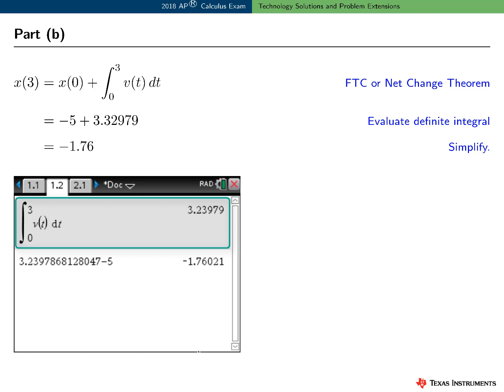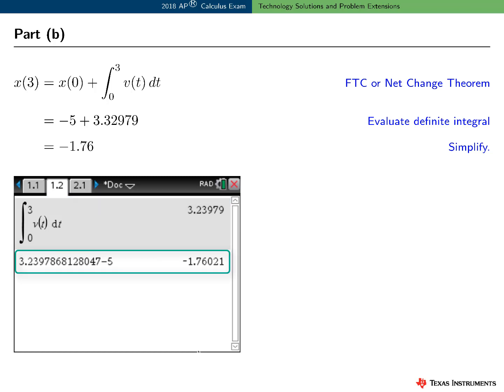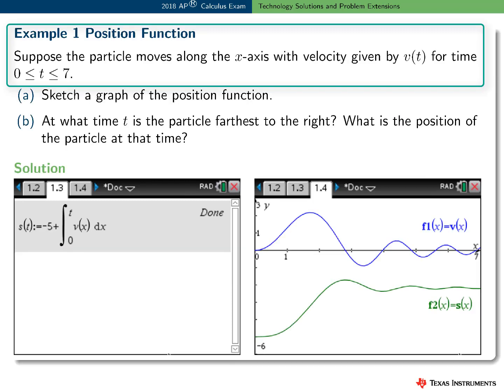Even though I could find the position of the particle in one step, I like to solve these problems in pieces. Here's the value of the definite integral, and here's that value minus 5. The position of the particle at time t = 3 is minus 1.76.